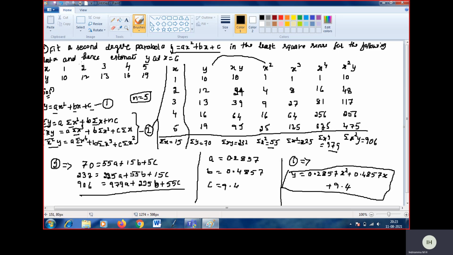You can check your answer by substituting x values. You will get exactly y value or near the y value.